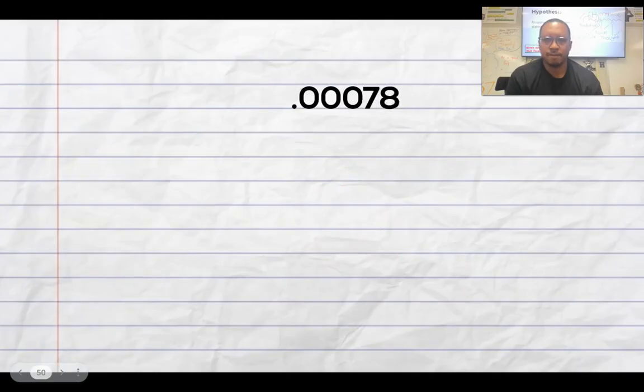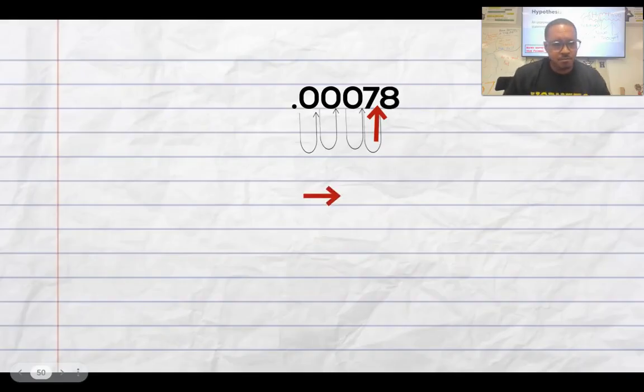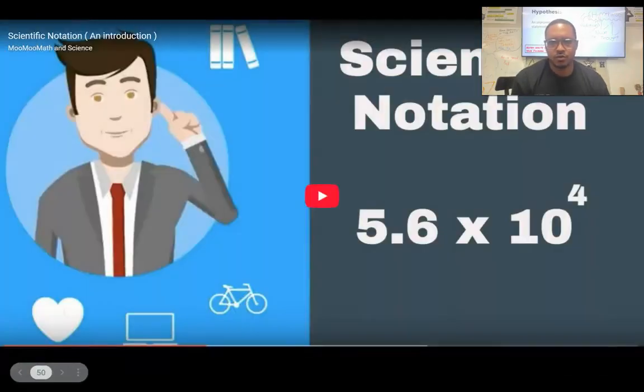In this next example, in order for the coefficient to be between 1 and 10, we need to move the decimal 4 places to the right. 7.8 is between 1 and 10. We need to move the decimal to the right, so the exponent will be negative. So the scientific notation will equal 7.8 times 10 to the negative 4th. So there we go, some basics of scientific notation. Thanks for watching.